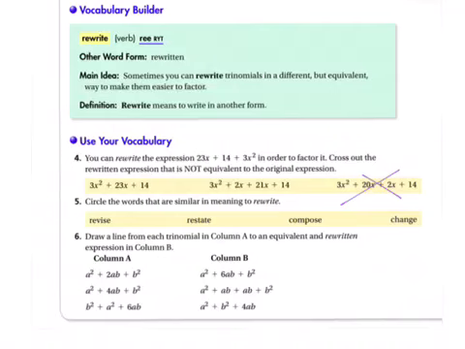Problem number 5. What words are similar to rewrite? Revise, restate, and change. Number 6. Match column A with column B. If you have any questions, bring them to class tomorrow.